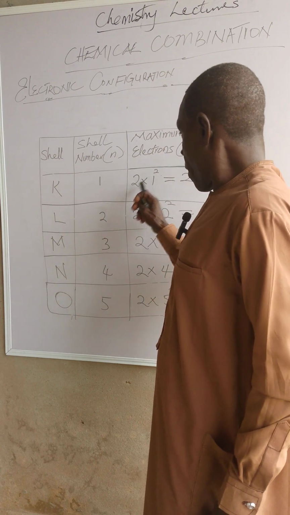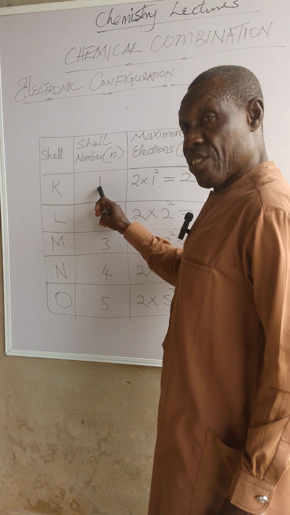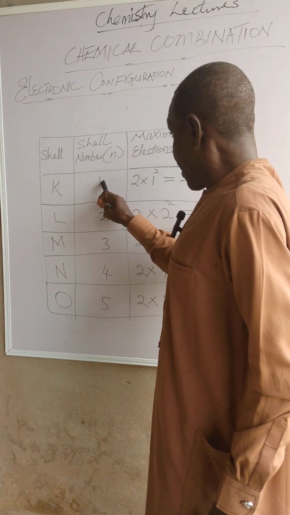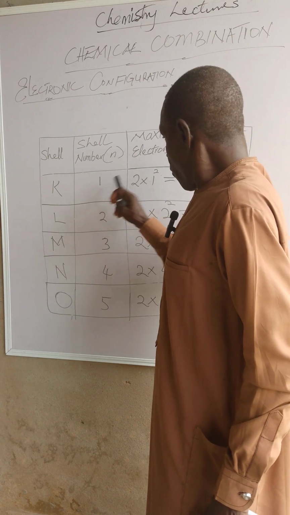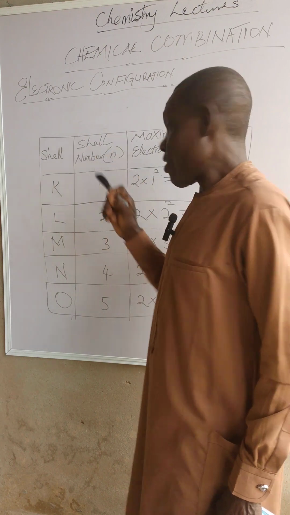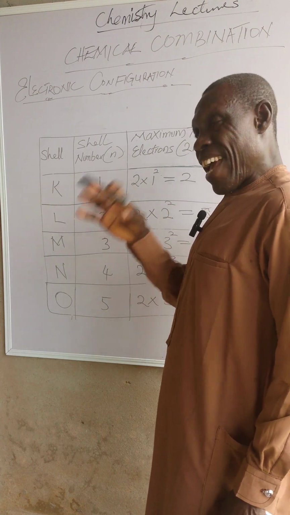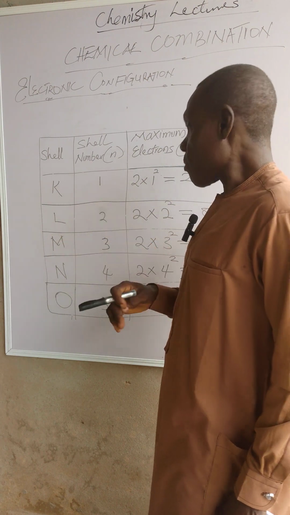So the formula is now 2n squared. The n stands for number of shell. So now the n here is 1. So 2 times 1 squared. 1 squared means 1 times 1, which is 1. 1 times 2 is 2. So 2 electrons will enter the first shell.